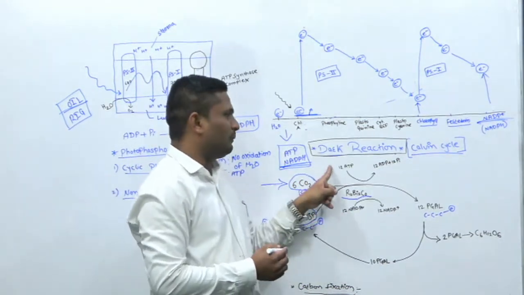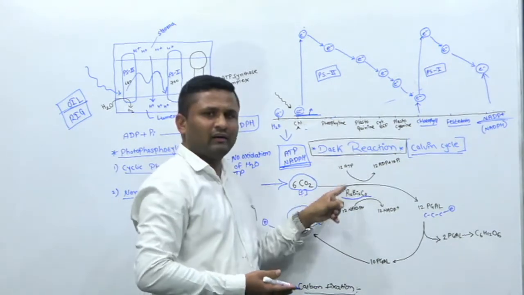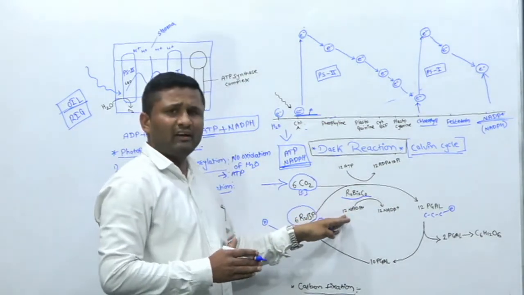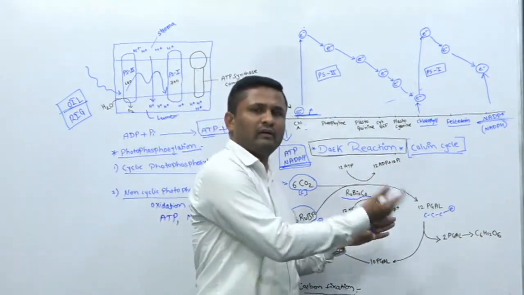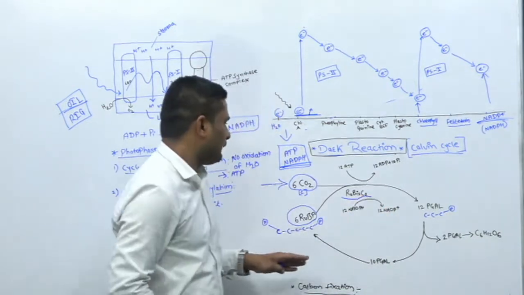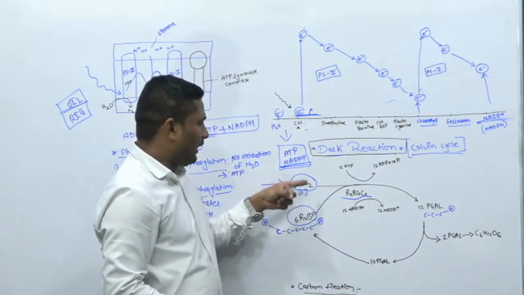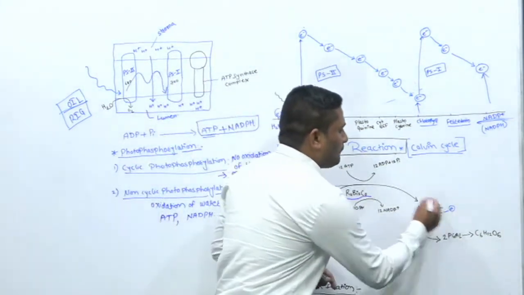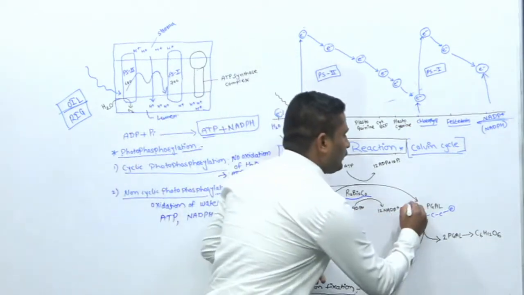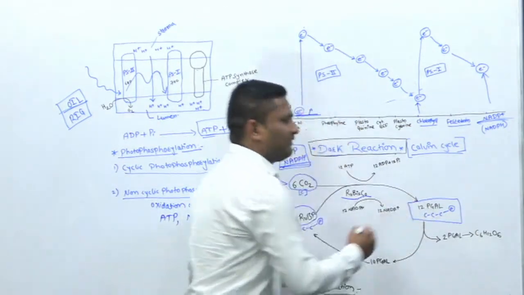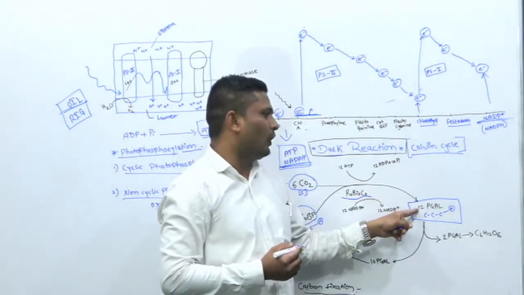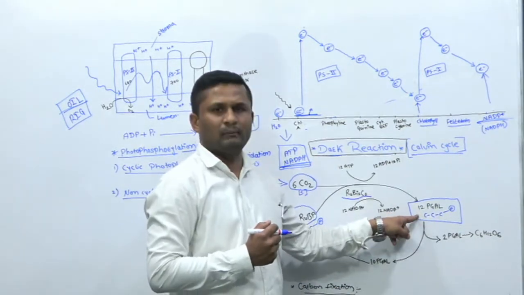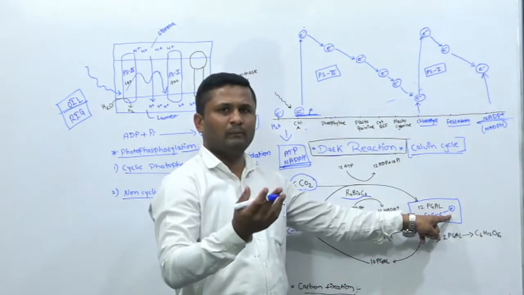12 ATP will be utilized, and they will get converted into 12 ADP plus 12 inorganic phosphate. Similarly, 12 NADPH will get utilized, and they will get converted into 12 NADP plus. Now these 6 carbon dioxide and 6 RuBP molecules, when they come together, will form 12 molecules of PGAL, or you can say G3P, glyceraldehyde 3-phosphate or phosphoglyceraldehyde, which is a 3 carbon compound. To the third carbon, one phosphate group is attached.